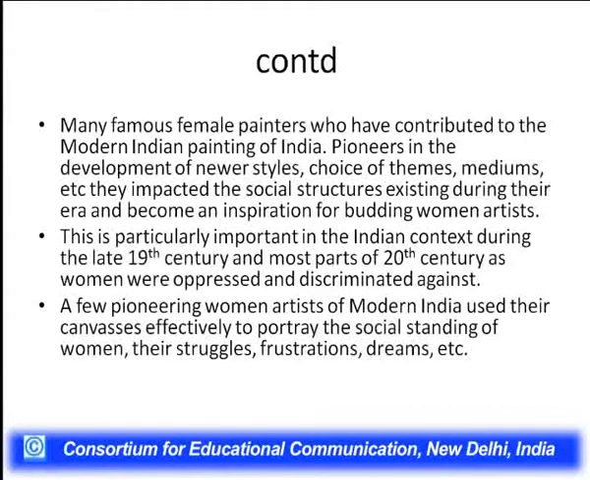And pioneers in the development of newer styles, choices of themes, mediums, etc., not only impacted the social structures existing during their era by challenging them, but also became a source of inspiration for other artists. Now, this is particularly important in the context of the late 19th and early 20th centuries, as women were largely oppressed and discriminated against.